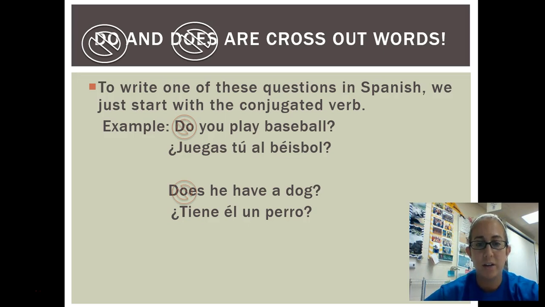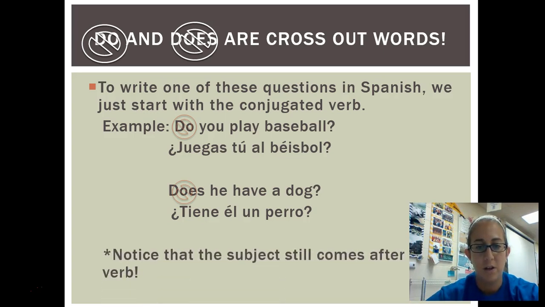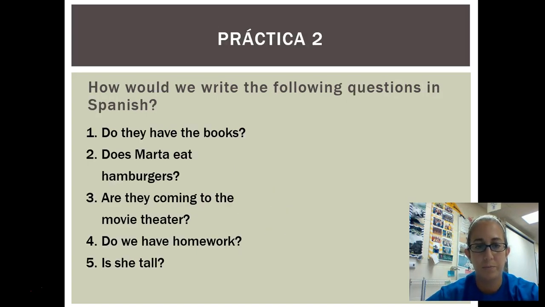Does he have a dog? Again, does is a cross-out word, so we're going to start with our verb. ¿Tiene él un perro? Again, notice that tiene is our verb, él, he, is our subject. So far, so good? All right. Notice, again, still that the subject comes after the verb.